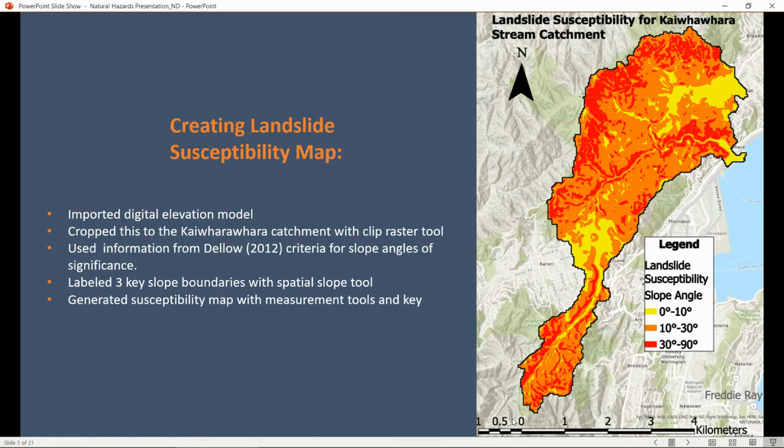In order to create our maps, we used ArcGIS. For this map, we imported digital elevation models, cropped that model to the Kaiwharawhara catchment with the clip raster tool, used information from Dello's study to find the criteria for slope angles, and then we labeled those three key slope boundaries with the spatial slope tool. After that, we generated the susceptibility map with measurement tools and a key.